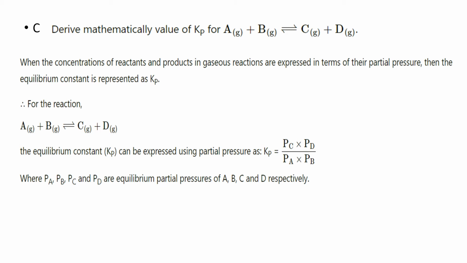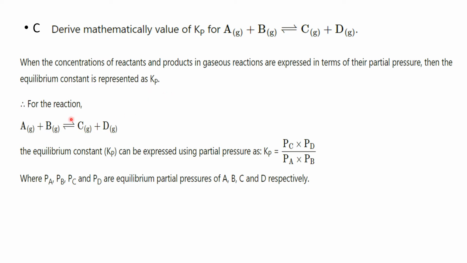Derive mathematically the value of Kp for A(g) + B(g) ⇌ C(g) + D(g). Answer. When the concentrations of reactants and products are in gaseous state, the reactions are expressed in terms of their partial pressure. Then the equilibrium constant is represented as Kp.